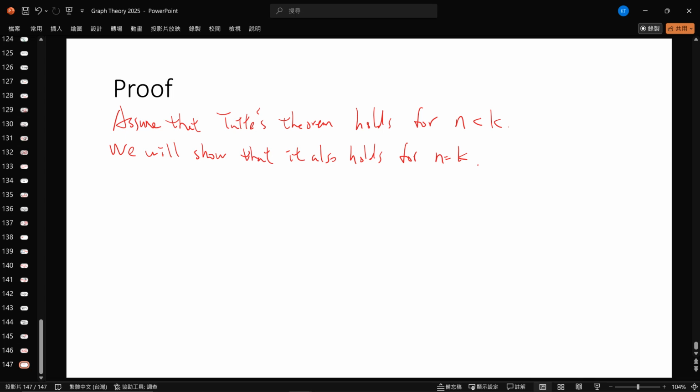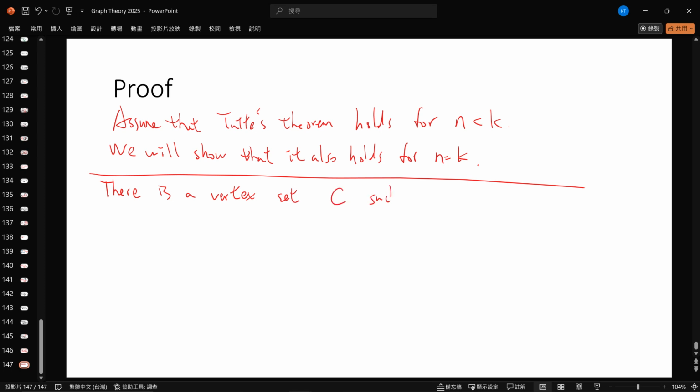In the next 5 minutes, I'm going to just give you the outline of the remaining proof. So we're going to find a special vertex set. Let's call this vertex set C. It satisfies several nice properties, and we can use these nice properties to show that there's a perfect matching. That's it.